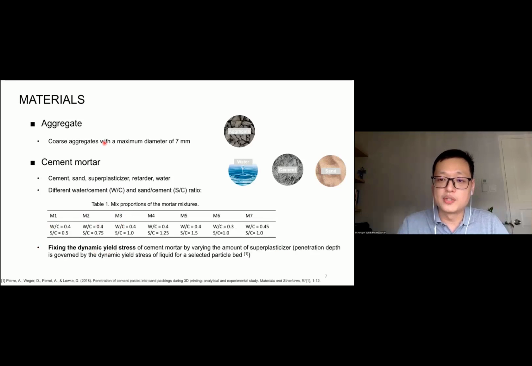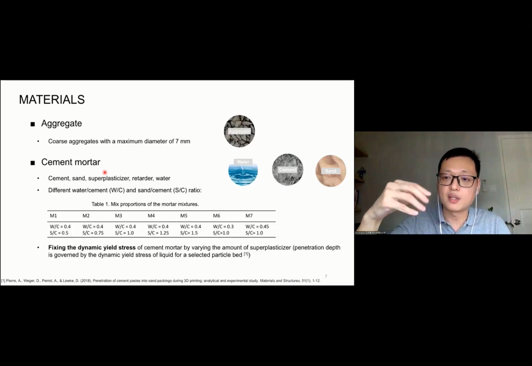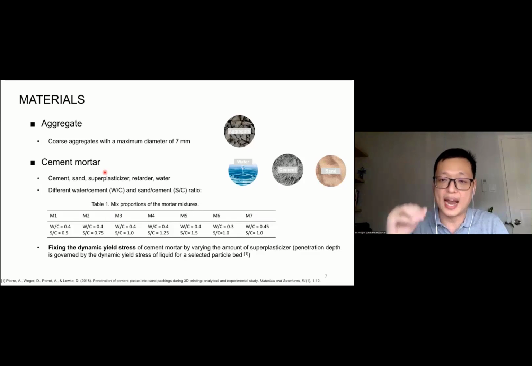So the materials we are using in this study include the coarse aggregate bed. The coarse aggregate used in this study has a maximum diameter of 7 millimeter, as shown in this figure. Aggregate is spread on the bed layer by layer, and we are trying to print cement mortar onto the bed so that the cement mortar can flow into the voids between the aggregates. The cement mortar has cement, superplasticizer, retarder, water, as well as sand. So this table summarizes our design mix proportion.